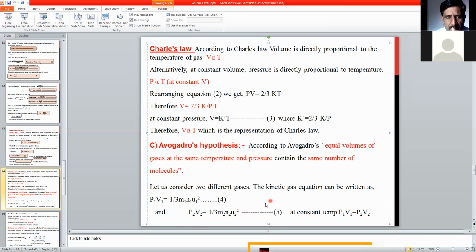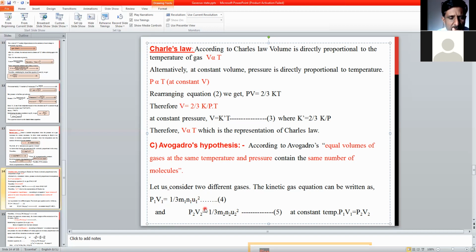Now let us consider, for example, two different gases. Instead of X and Y, I take 1 and 2. In the form of the kinetic gas equation, I have written here P1 V1 is equal to 1 upon 3 m1 N1 u1 square. P1 is the pressure of gas number 1, V1 is the volume of gas number 1, m1 is the mass of gas 1, N1 is the number of gas molecules of 1, and u1 is the velocity of gas molecules of gas number 1. The suffix 1 is written for gas number 1.